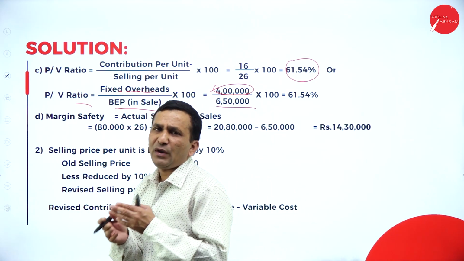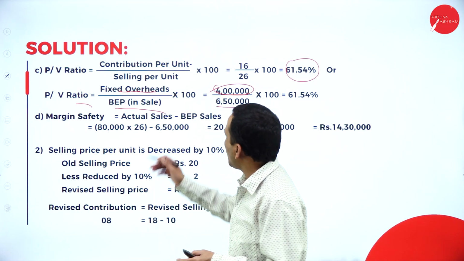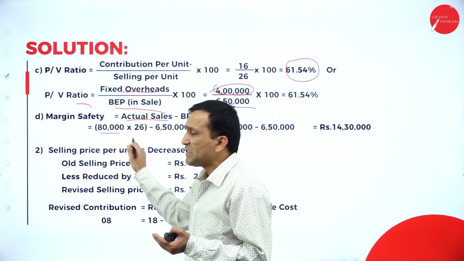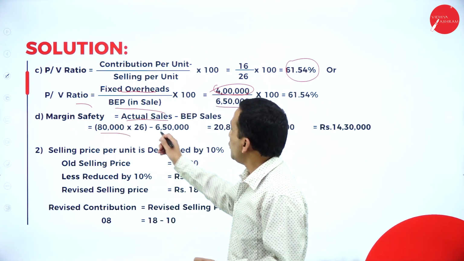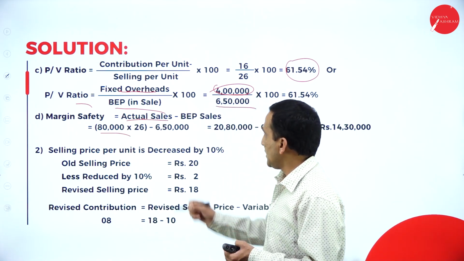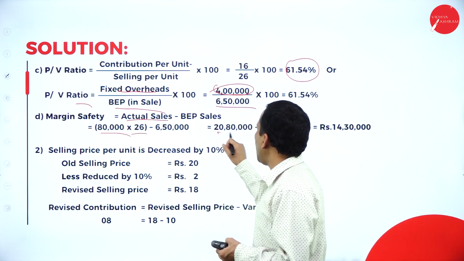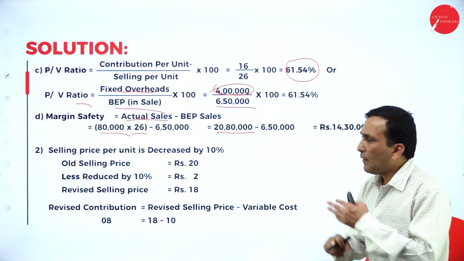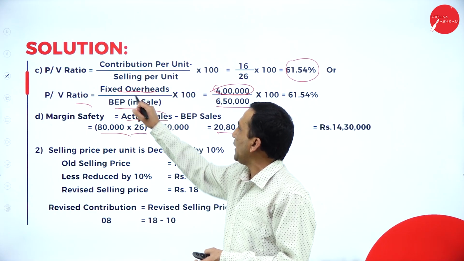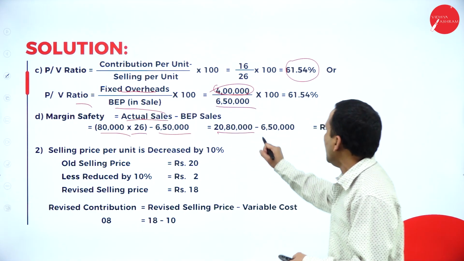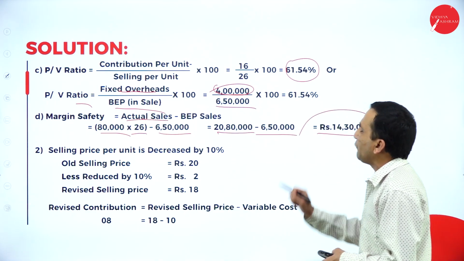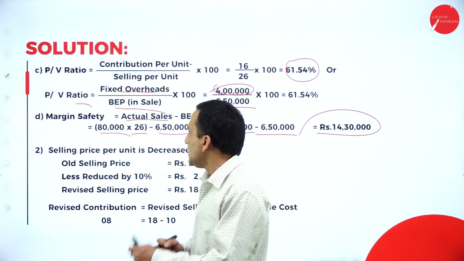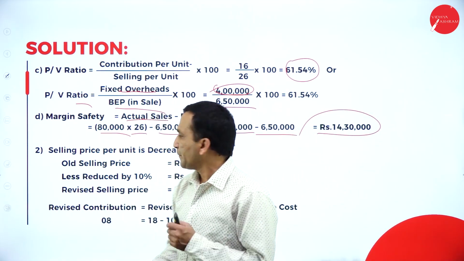So finally we are going for the margin of safety. Actual sales, the number of units is 80,000, into new selling price 26. If you multiply, you're getting 20 lakhs 80,000. Break even sales value we calculated 6,50,000. If you subtract, the margin of safety is 14 lakh 30,000. Okay, so moving on to the next question.